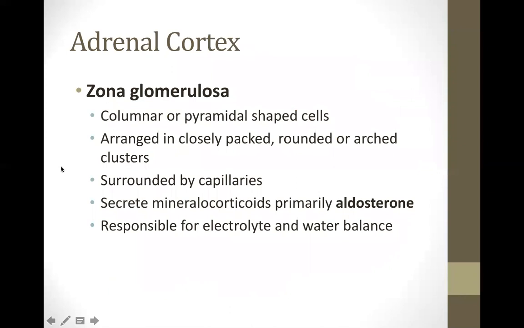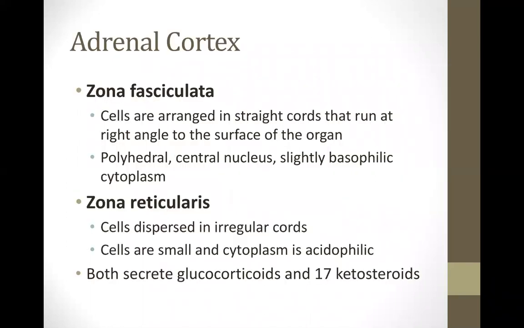Okay, let's discuss first the adrenal cortex. It is subdivided into three zones. Okay? Three zones. The adrenal medulla consists of just cells, which we will talk about later. But the adrenal cortex has three zones: you have the zona glomerulosa, fasciculata, and reticularis.